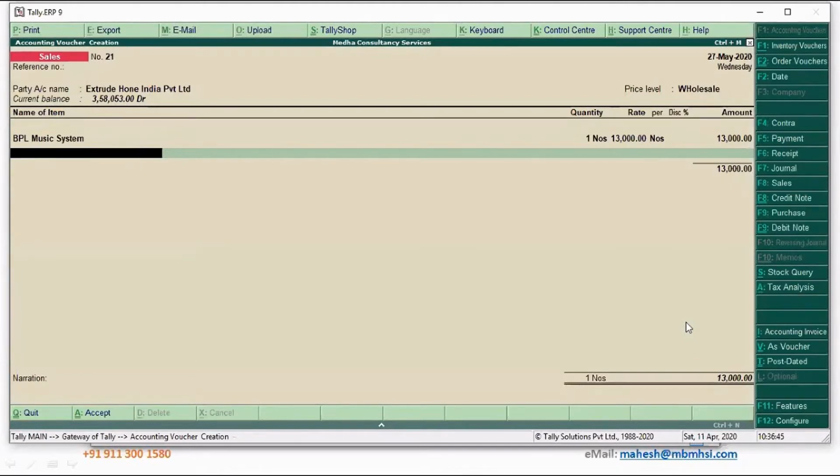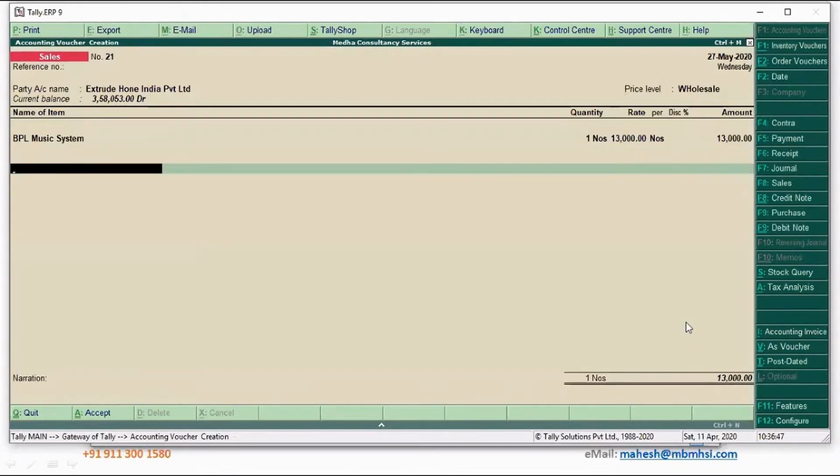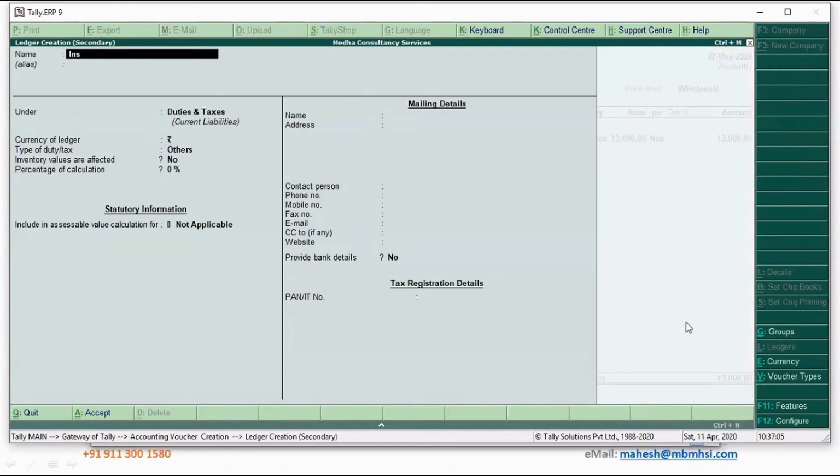Now I'm also charging them for installation purposes. For example, there's an installation cost, which is a service, or a delivery cost, which is a service. So assume there is an installation cost for this. I'm just creating one ledger called installation charges.